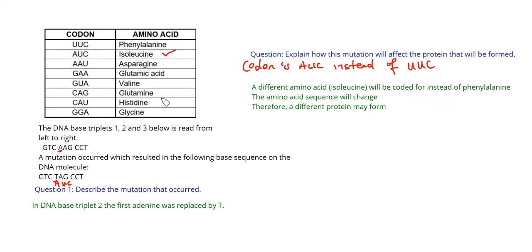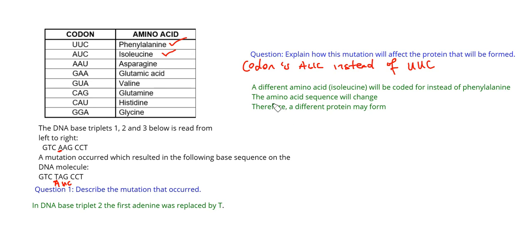Then the UUC code for phenylalanine. Now, can you see that? So these two are different. So now a different amino acid, isoleucine, will be coded for instead of phenylalanine. So in this case now, we are saying a new amino acid is actually introduced in the sequence.